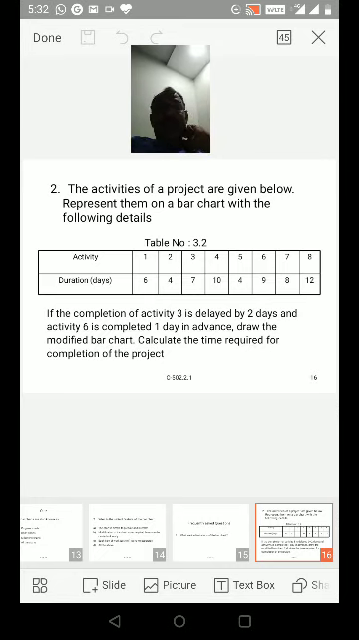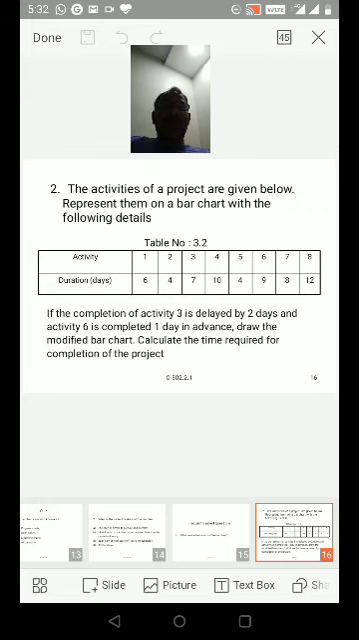Taking these two into consideration, if the completion of activity 3 is delayed by 2 days and activity 6 is completed 1 day in advance, draw the modified bar chart and calculate the time required for completion of the project.